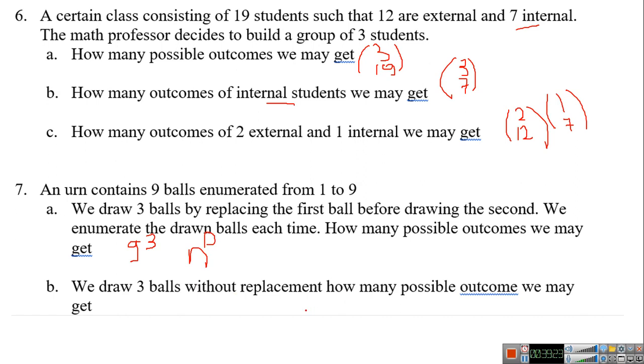Without replacement, but because it's enumerated, order is important. If you pick the first ball to be 1, the second one to be 2, the third one to be 5, this is 125. If you write it like 2, 1, 5, this is 215, so they are not equal, so arrangement. So it's an arrangement, 3 out of 9, because the balls are enumerated. So it's 9 times 8 times 7. I don't divide it by 3 factorial.